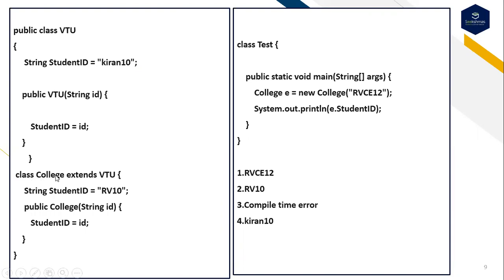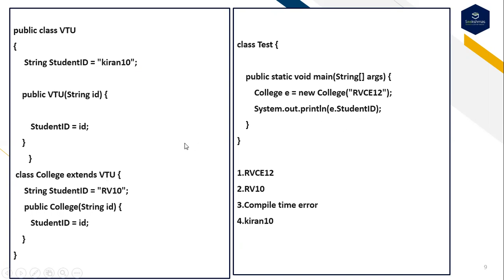And this is the derived class College, extended from the parent class called VTU. And here we have a string student id equal to RB10. The derived class constructor receives one argument of type string, and the local variable value is assigned to the instance variable of the class. And here is one more class called Test, and execution of the program begins from the main method. Here I have created the object for the College, passing RBCE12, and I'm trying to print with the help of the reference.